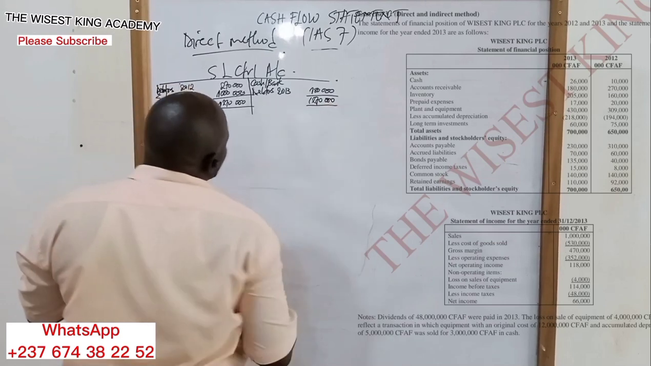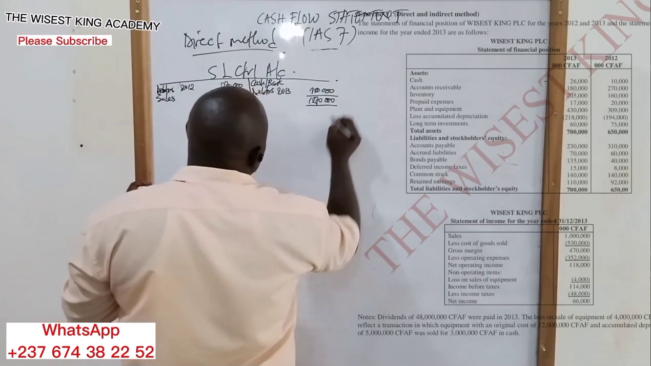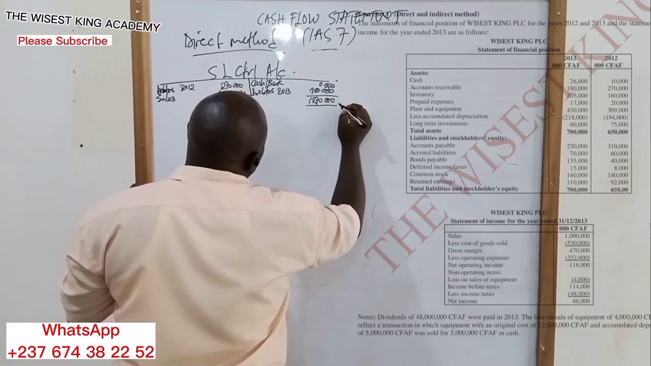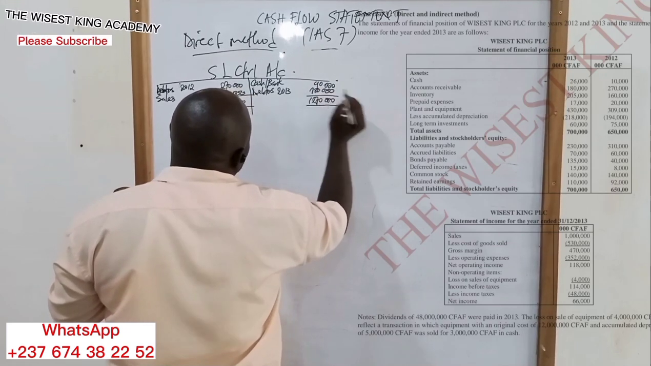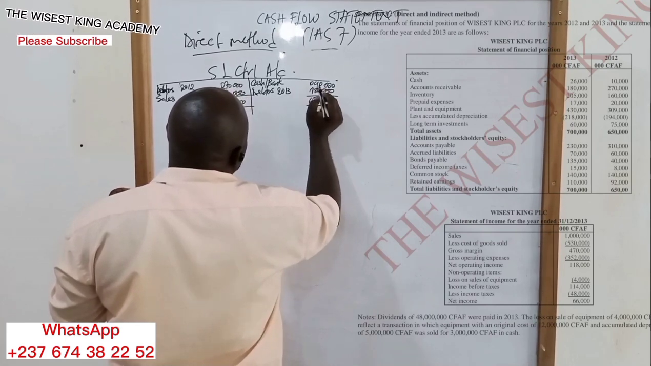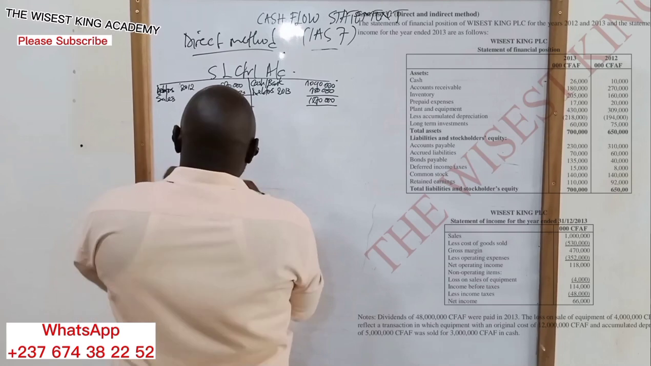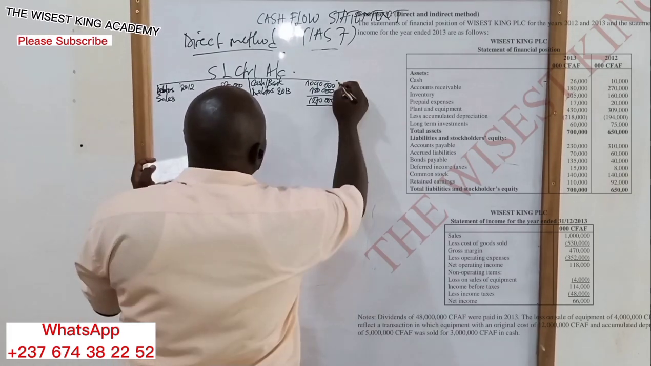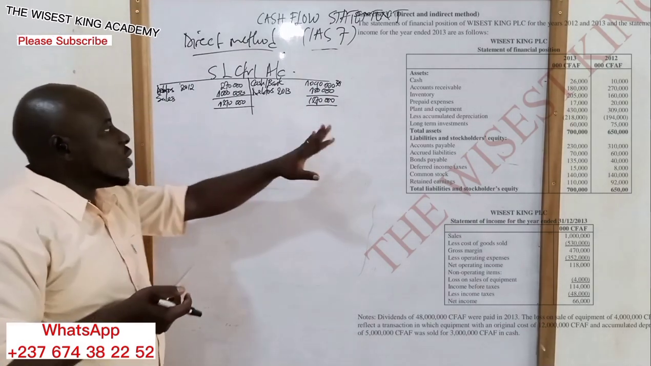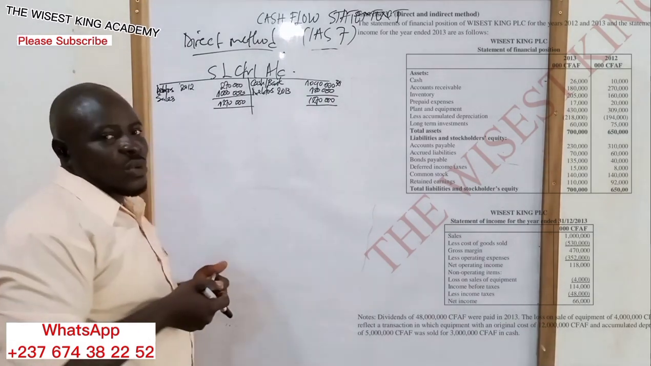So if I subtract, I'm going to have 1,090,000. That is the amount received from debtors. That is the way it is gotten.